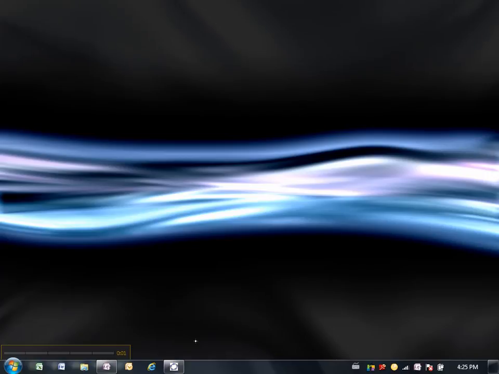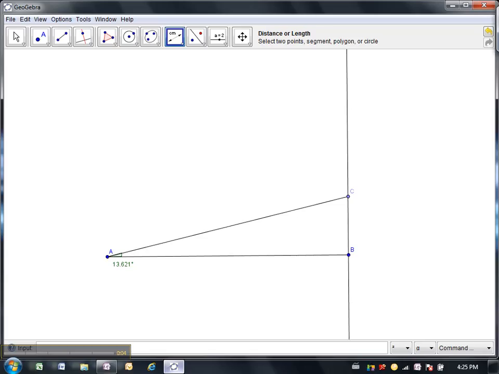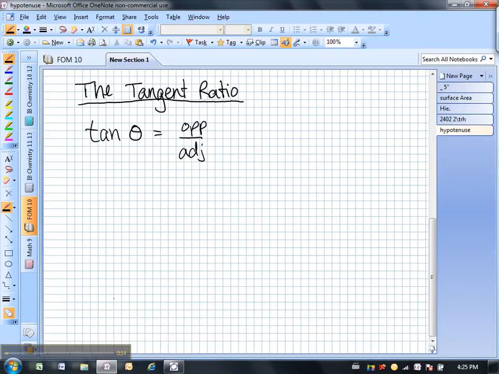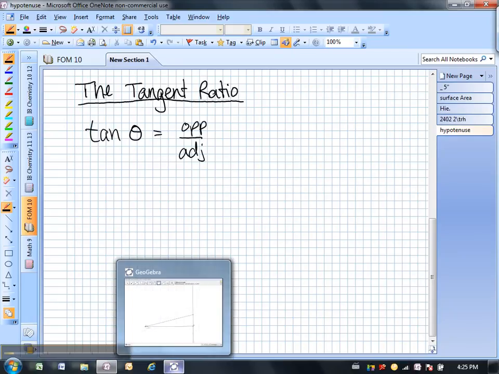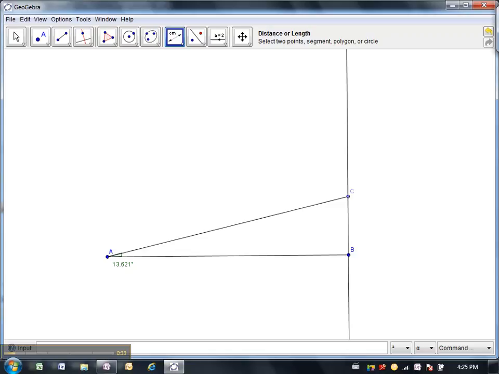Alright, so we are going to have a look at a different example here. I have a different triangle. You'll notice the angle's a little different. And I just finished showing you the tangent ratio, which, if you recall, is the tangent of some angle theta, and in this case it's 13.621, is equal to the opposite side divided by the adjacent side. But even without knowing what the sides are, I know what the ratio is going to be by using my calculator. Here's my angle there, 13.621. And with my calculator, I can tell you what the ratio is going to be right away.